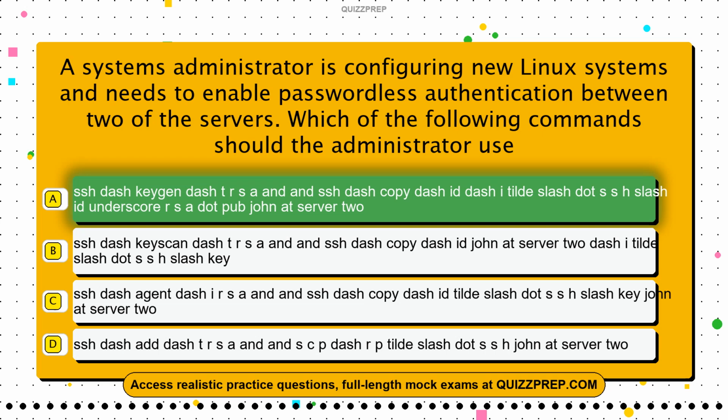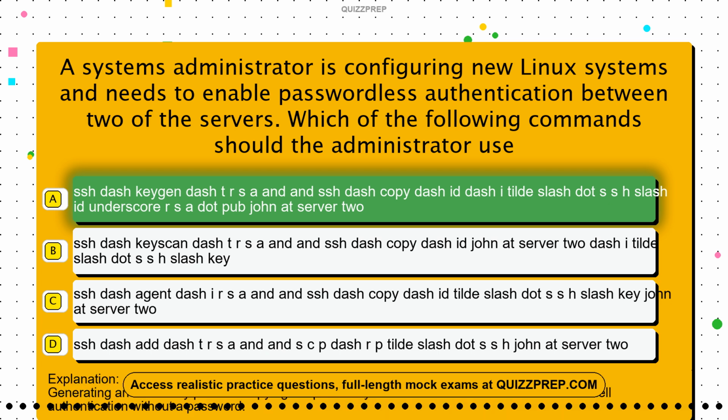The correct answer is option A, ssh-keygen -t rsa and an ssh-copy-id -i ~/.ssh/id_rsa.pub john@server2. Generating an RSA key pair and copying the public key to the remote host allows for secure shell authentication without a password. Question 13.